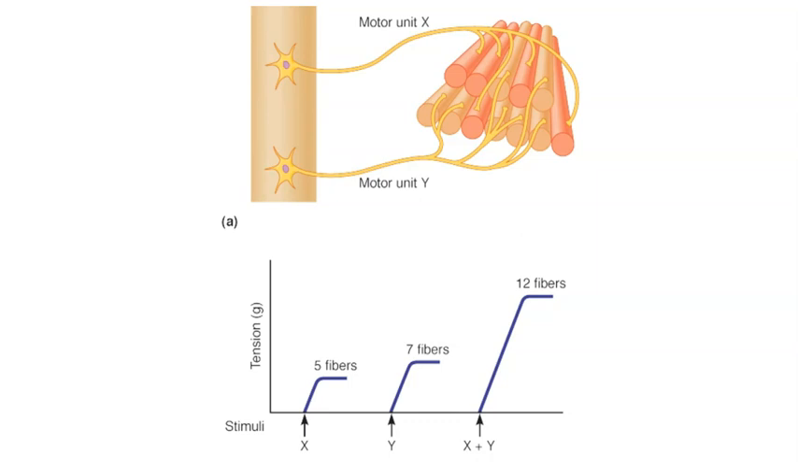In general, the more fibers that are recruited to contract, the more force or more tension that muscle will produce. So if large amounts of force are required, like when we're picking up a heavy object, then more motor units will be stimulated to produce more tension and more force. In this example, if both motor unit X and motor unit Y are stimulated together, and both of those motor units contract, then they will produce more tension than either motor unit X or motor unit Y would produce by themselves.